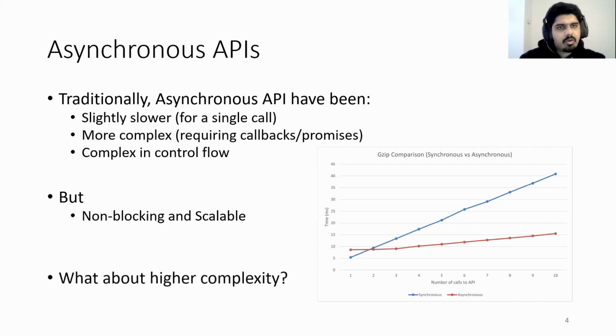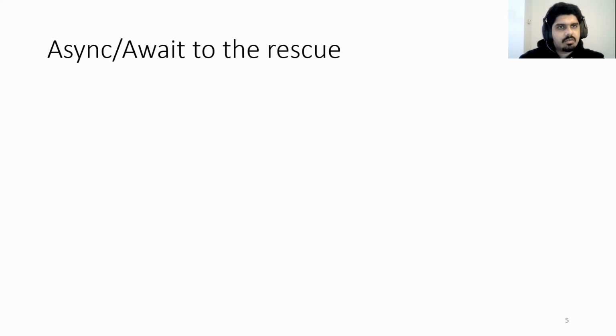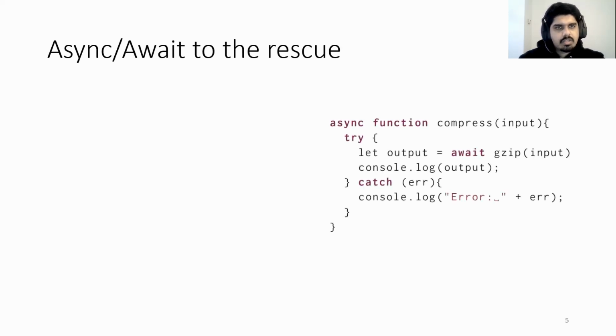Now we have handled the problem of scalability, but how can we deal with the complexity of implementation? Async await comes to our rescue for that particular problem. Here is an example of the same compress function using the async await syntax. As we can see, this is very similar to the synchronous version, wherein we had a call to gzip with an input, and the returned result was assigned to the variable output. However, this gzip is an asynchronous version, and it is almost the same as the synchronous version, except for the addition of the async and await keywords.